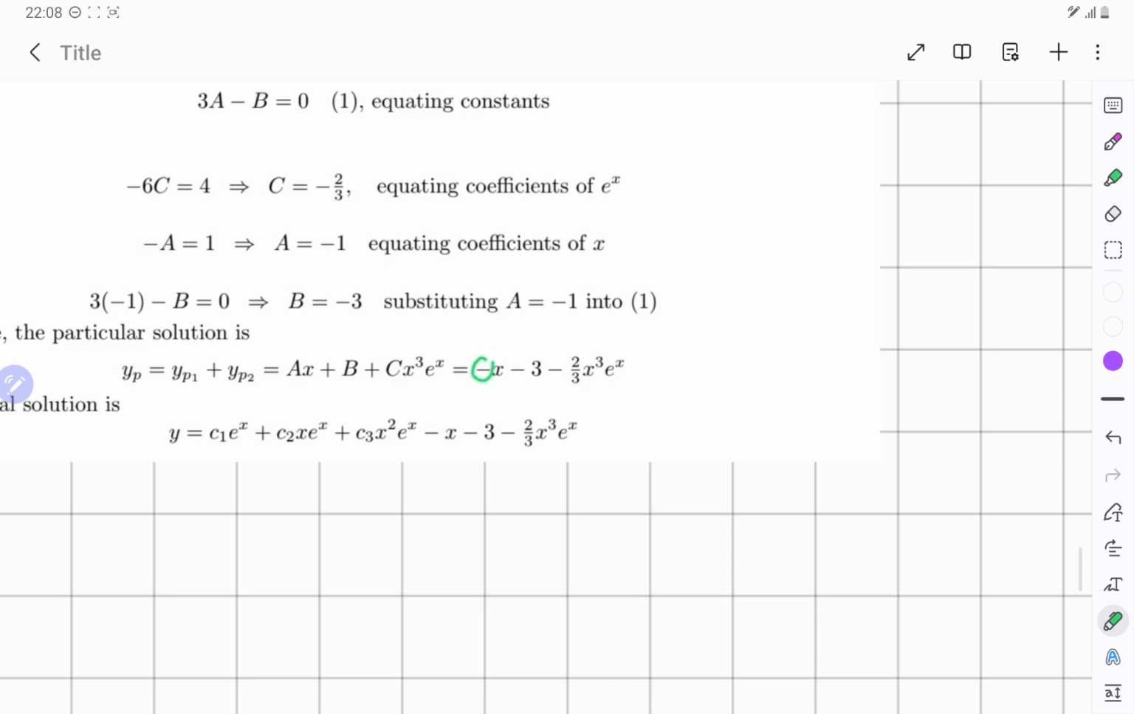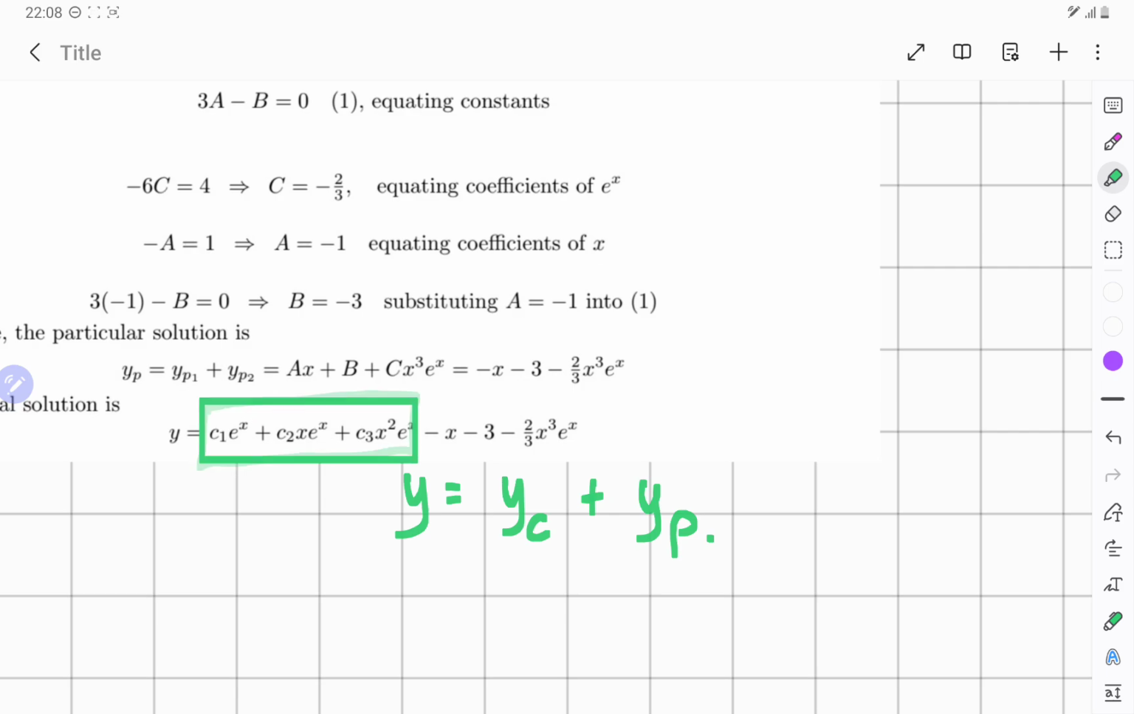I substitute a negative 1 in. B was negative 3, substituted back, and c was negative 2 over 3. And there I have my particular solution. But what did the question ask for? The general solution, y complementary plus y particular. Remember, I got my complementary function right in the beginning. Now I got my particular, and there I have my final answer.